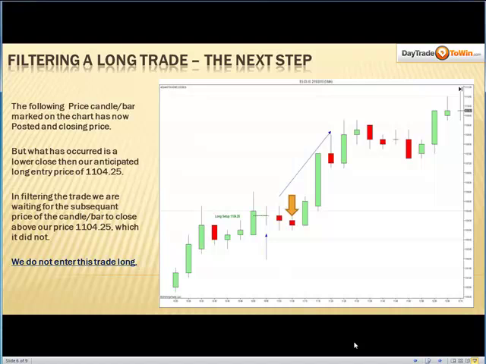In filtering a trade, we are waiting for the subsequent bars or candle to close above our price, 1104 quarter, which it did not. I have here an arrow pointing to the second and third bar here, okay? So we don't enter this trade long, guys, okay? This bar right here did not close above 1104 quarter, and this bar here did not close above 1104 quarter.